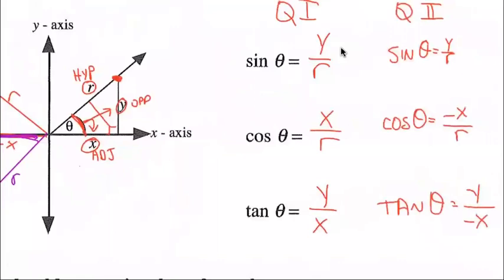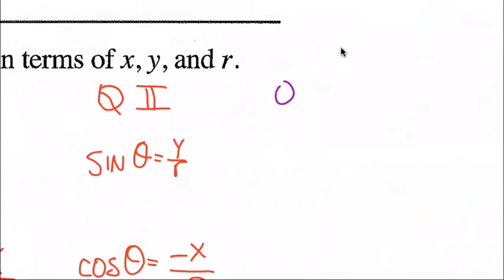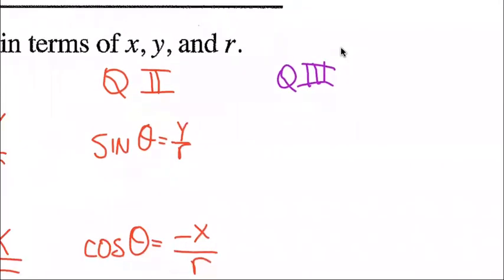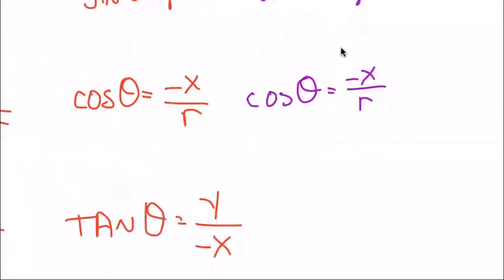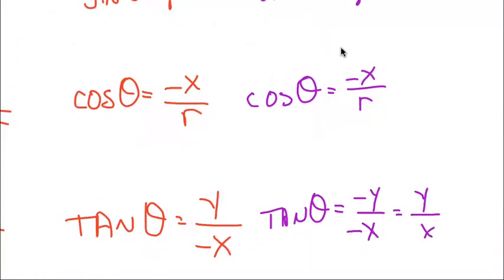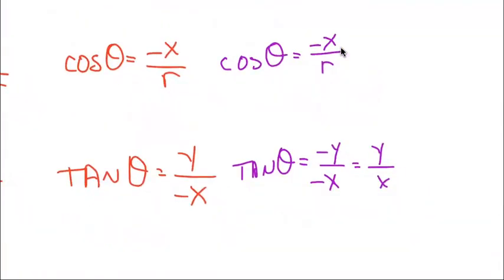So in quadrant 3, if I did the same thing, sine of theta would be y over r, but now it's negative y over r. Cosine of theta is equal to negative x over r. And tangent of theta is negative y over negative x, but that's actually just y over x. Turns out to be positive, right? Negative over a negative is positive.